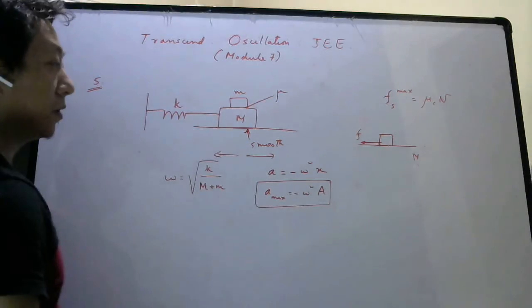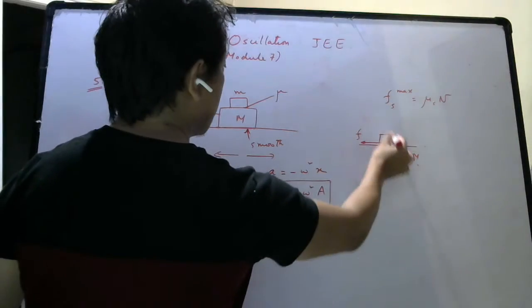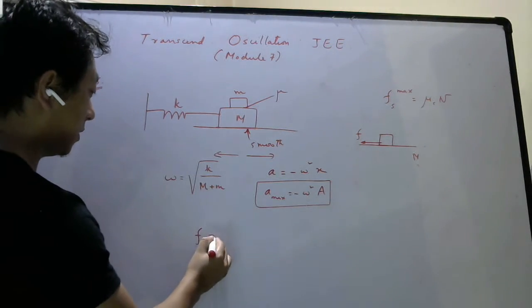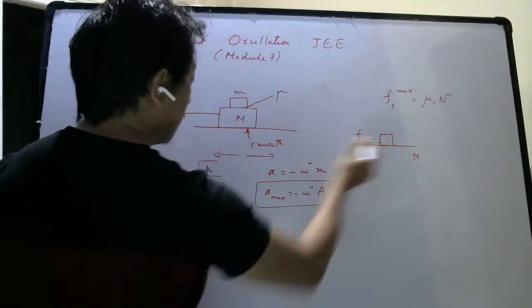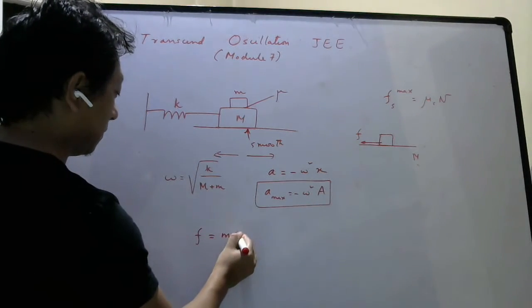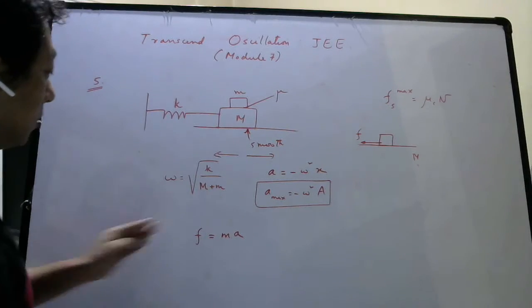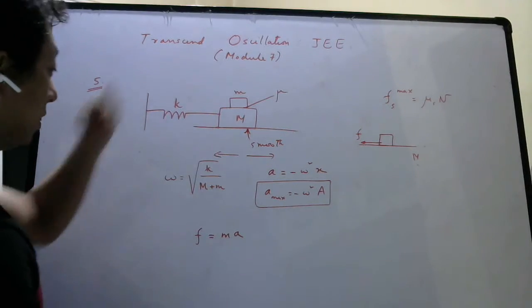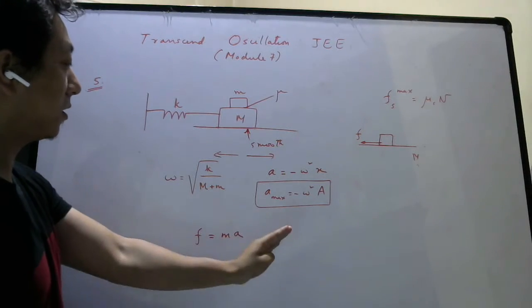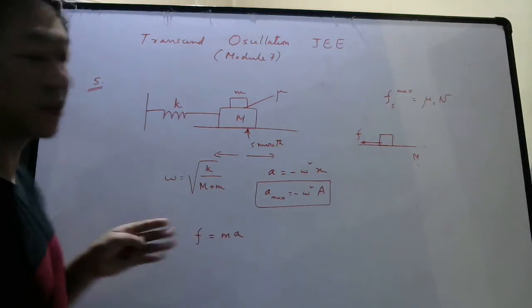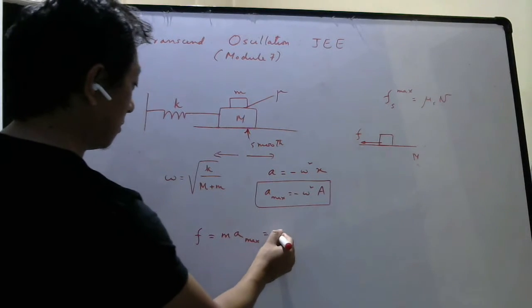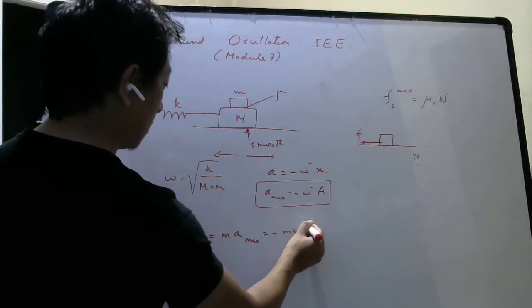So if I apply Newton's second law for the small block, static friction, because there is no slipping, provides this acceleration: ma. And you want friction to provide even the maximum acceleration, right? If friction cannot provide the maximum acceleration, how will it provide the other accelerations? So for the maximum acceleration, that will be equal to minus m omega square A.